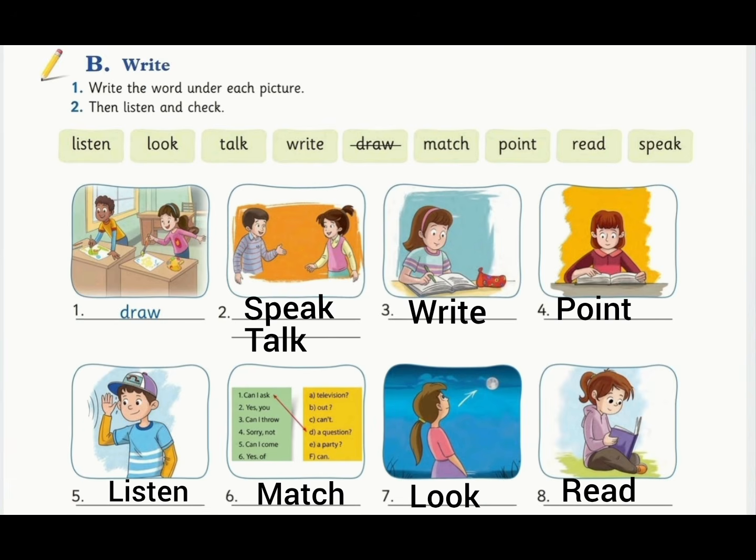Listen. Check your answers. 1. Draw. 2. Speak. Talk. 3. Write. 4. Point. 5. Listen. 6. Match. 7. Look. 8. Read.